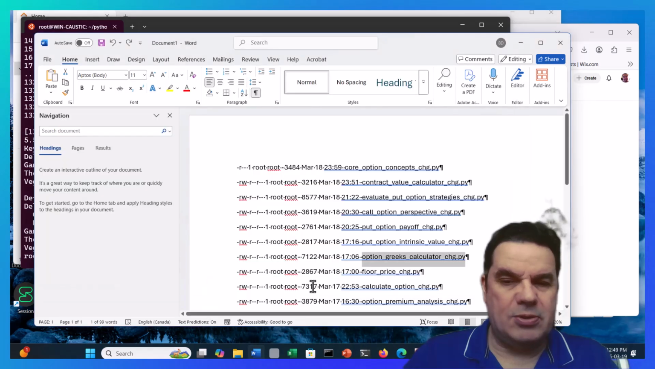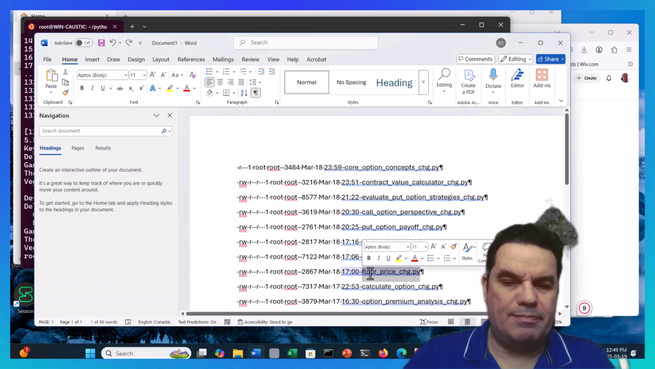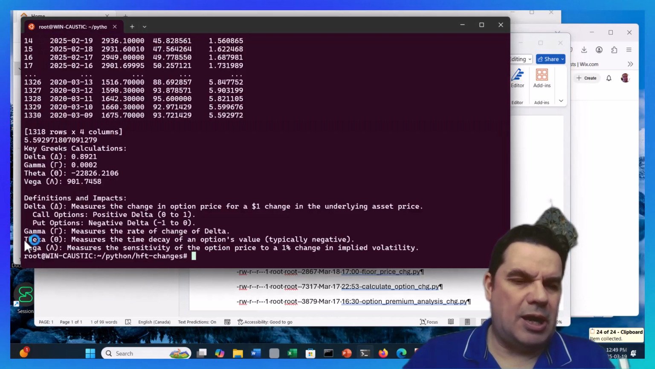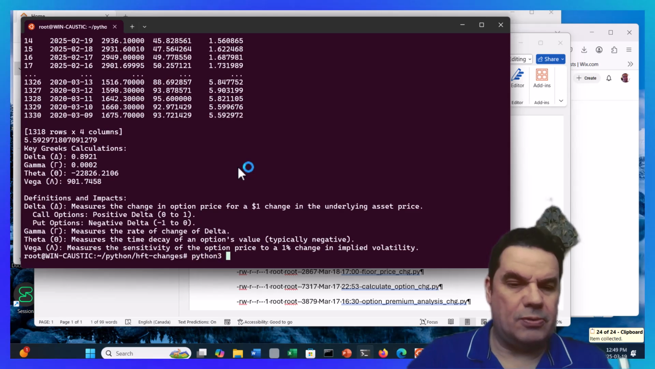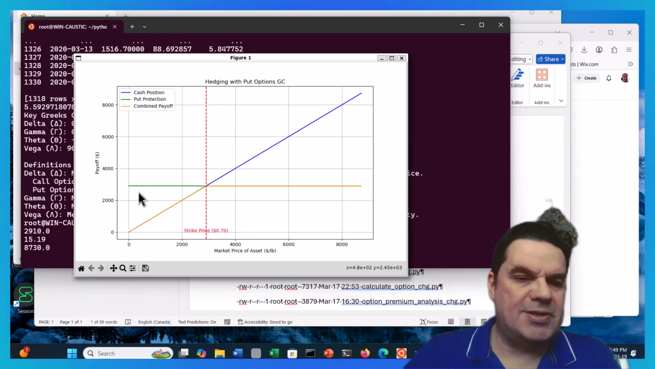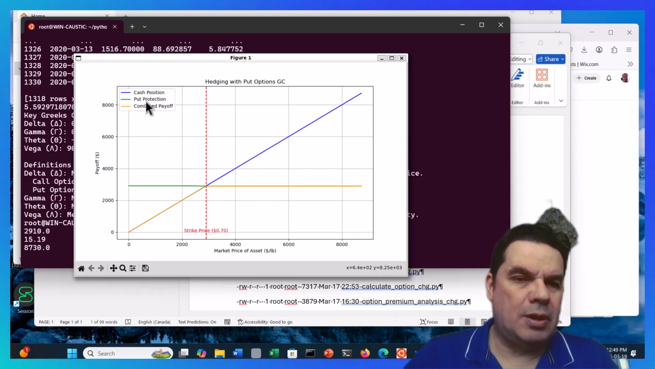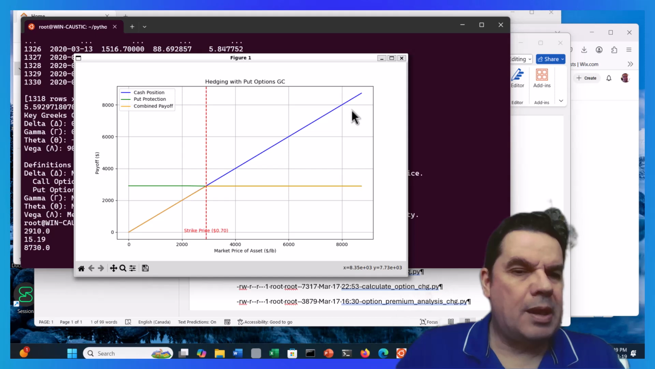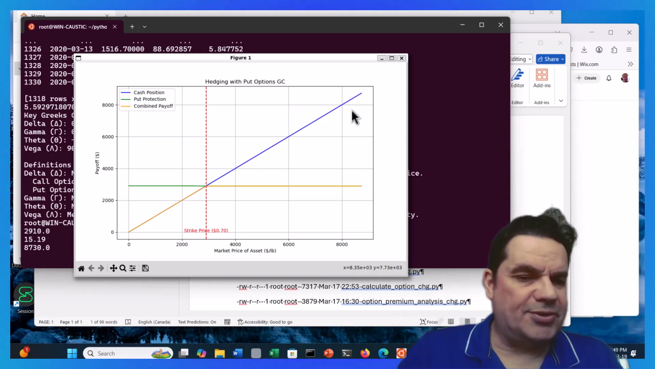All right, so let's go to the next one. This one's important because if you want to trade like a pro, you have a bigger account. This is what a lot of these traders do, is they'll set a floor price on a future contract. So in this case, they'll use a floor price and then have a cash position and put protection. And the put protection enables them to have that potential unlimited profit. And then they'll overlay it with other prices as well.